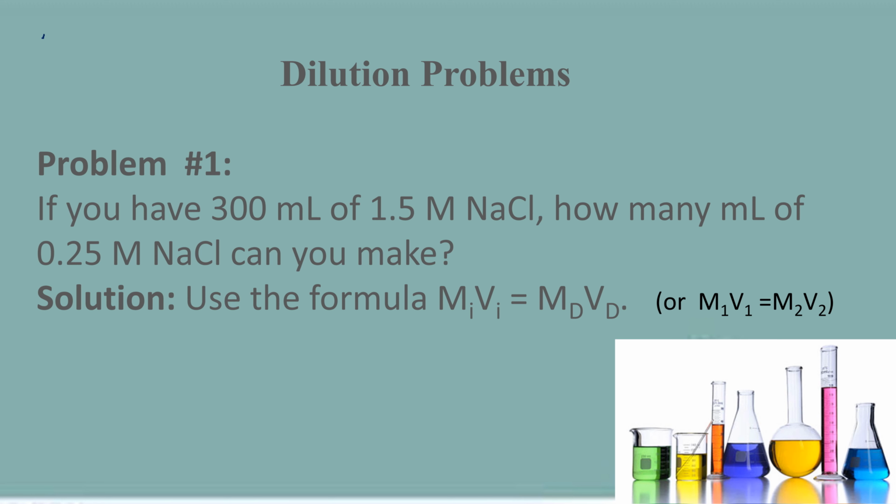Problem number 1. If you have 300 milliliters of 1.5 molar sodium chloride, how many milliliters of 0.25 molar sodium chloride can you make? You're going to use the formula, molarity and volume of the initial is equal to the molarity and volume of the final. You list your variables, and you can see which one is the initial and the final.